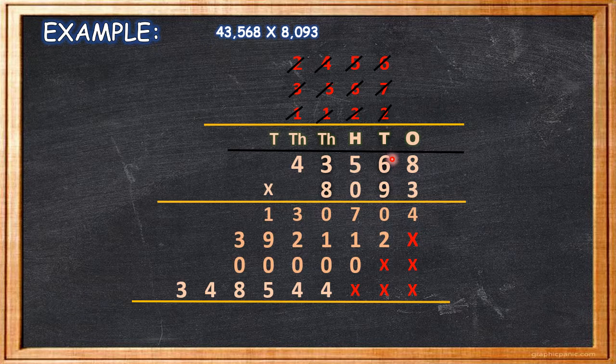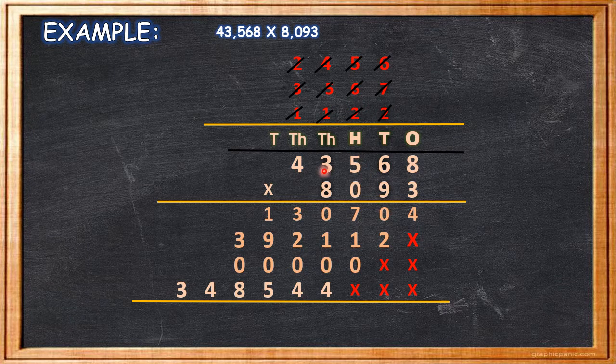9 6s are 54, plus 7, 61. Yes, children. So 1 will be here and 6 will be carry over. So 9 5s are 45, plus 6, 51. 1 will be here and 5 will be carry over.